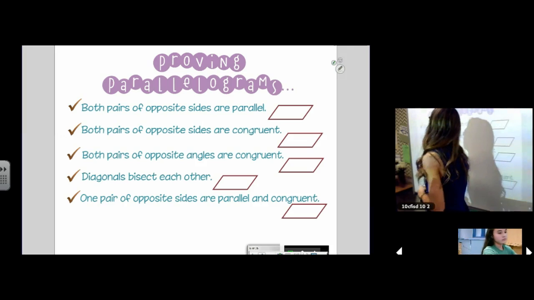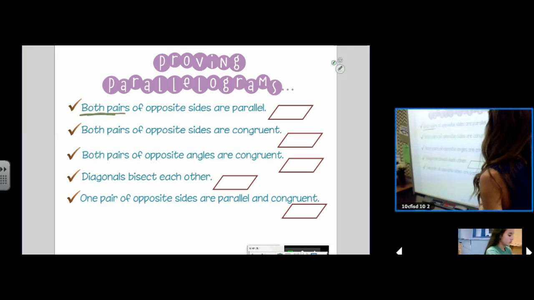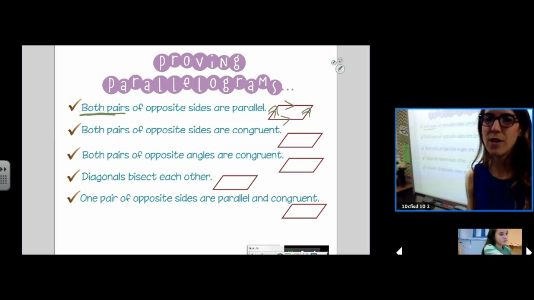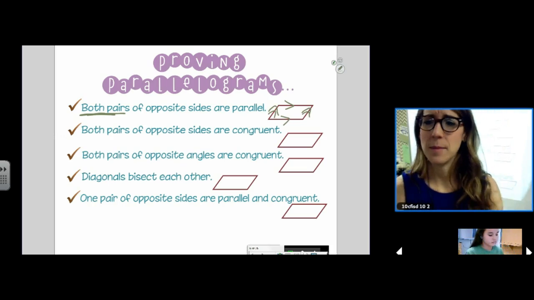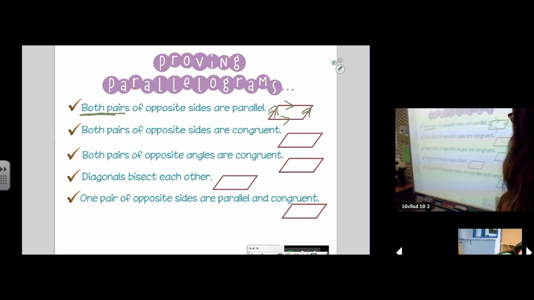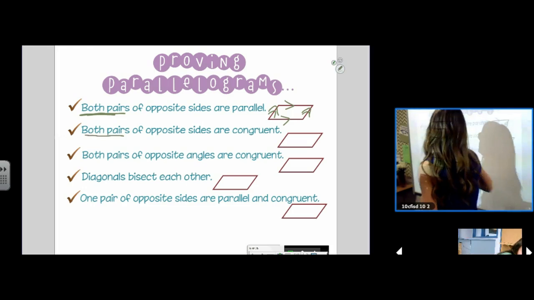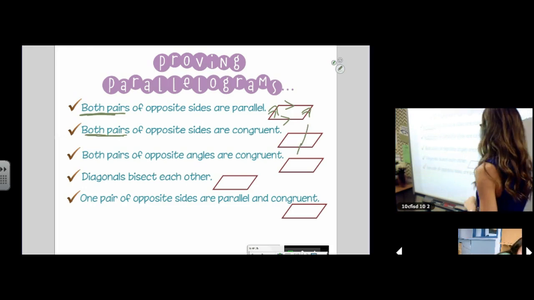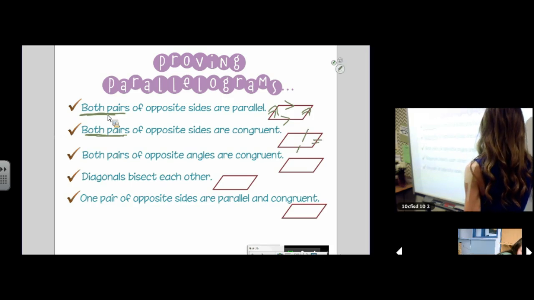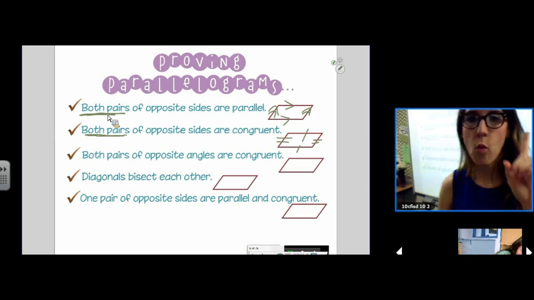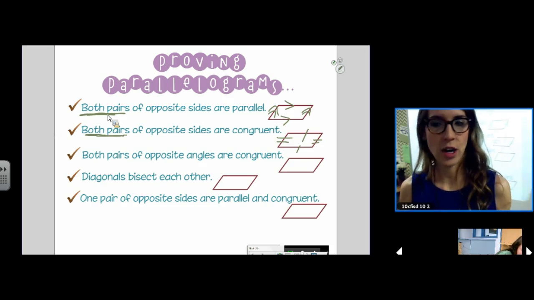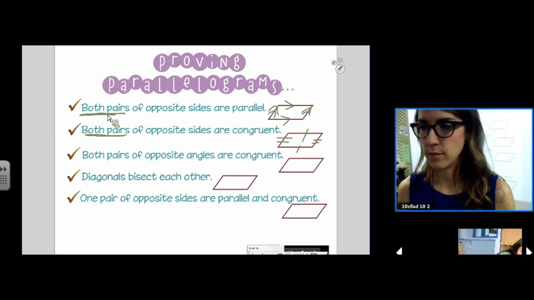Key word here. Both pairs of opposite sides need to be parallel. If you can show that's true, that's the definition of parallelogram, so yep, it's a parallelogram. Next one. Both pairs of opposite sides are congruent. Oops, that was way too big of a tick mark. If you can show that 1 property, you're done. Don't look at anything else. It is a parallelogram. It can't be anything else. Can't be a trapezoid. Can't be a kite.